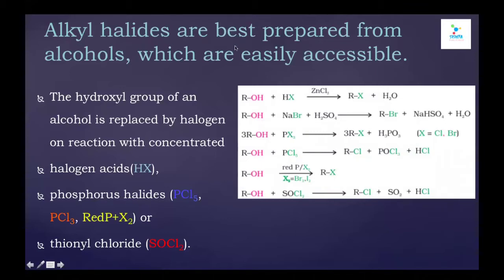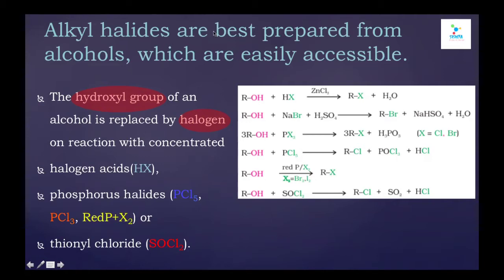Alkyl halides are always best prepared from alcohols, whichever is easily accessible. Only that alcohol which is easily accessible will be selected for the preparation of alkyl halide. The alkyl halide will be formed by replacing the OH group, the hydroxyl group of the alcohol, by the halogens. Halogens means fluorine, chlorine, bromine, iodine. So these are the parts of the reactions.